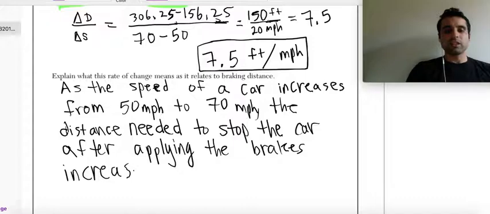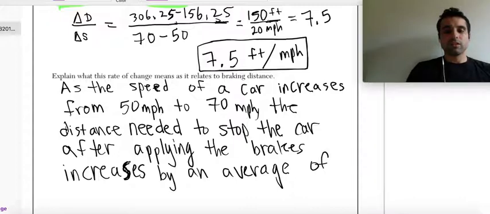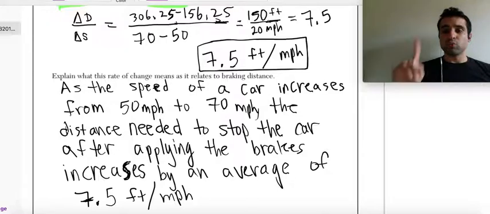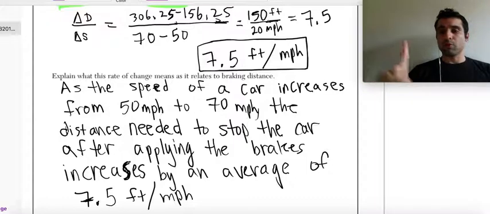Now here's what we need to watch out for. We need to include the word average, all right? That's very important. By an average of 7.5 feet per mile per hour. That means on average, each 1 mile per hour increase in speed requires 7.5 additional feet to stop. It doesn't work exactly that way because it's not a linear function, but on average, the increase in braking distance is 7.5 feet per 1 mile per hour increase in speed.